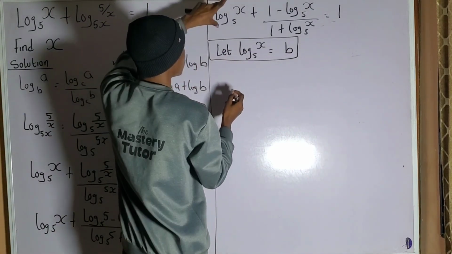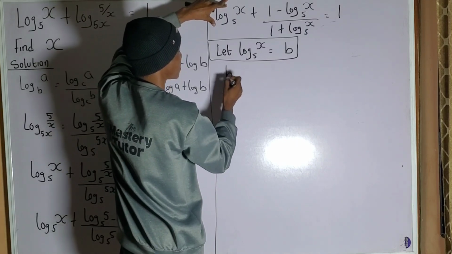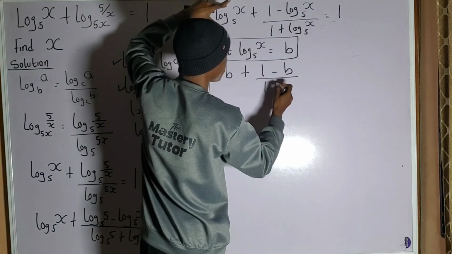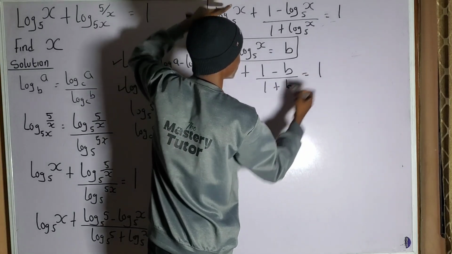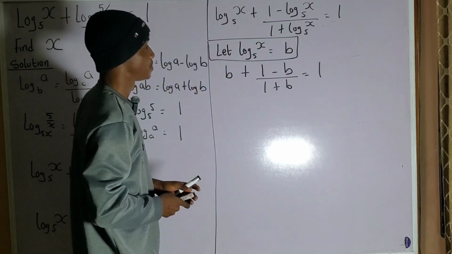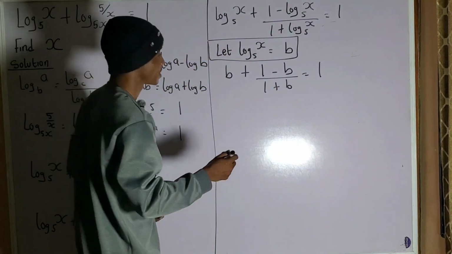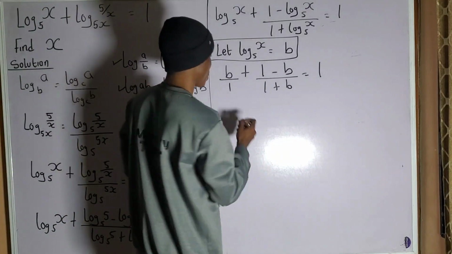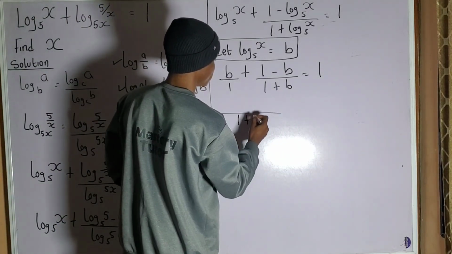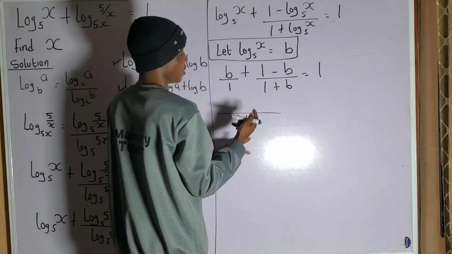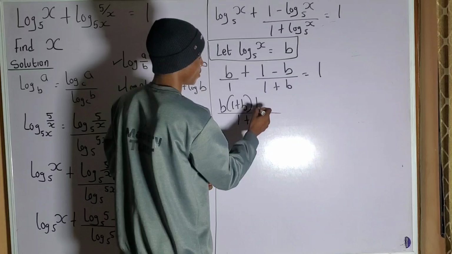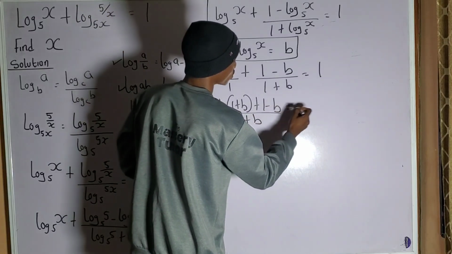So instead of log x base 5, I'm going to have b plus (1 minus b) all over (1 plus b) equals 1, right? Okay. Now, please pay attention. The LCM here is what? 1 plus b, right? So I'm going to have b multiplied by (1 plus b) plus (1 minus b) equals 1.